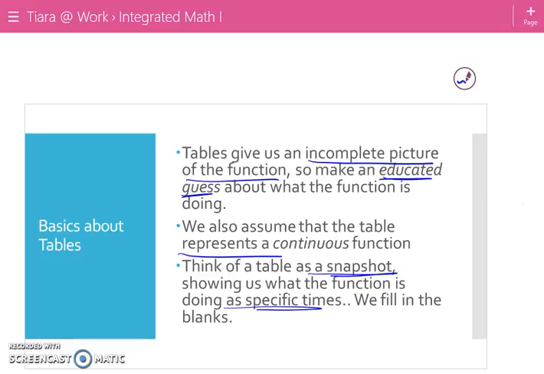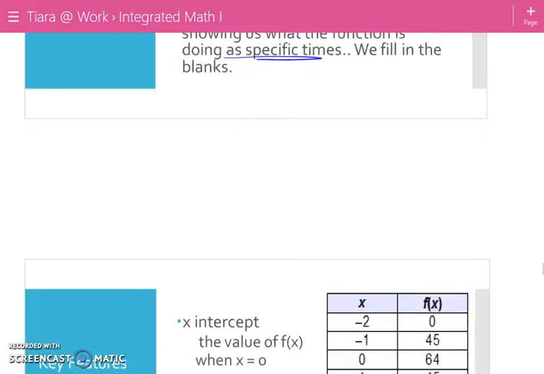But we have to assume that the table represents a continuous function, which means it's going to keep going, a pretty smooth function, okay, with no weird breaks or weird things happening. So we'll get into it and you'll see more of what I'm talking about.